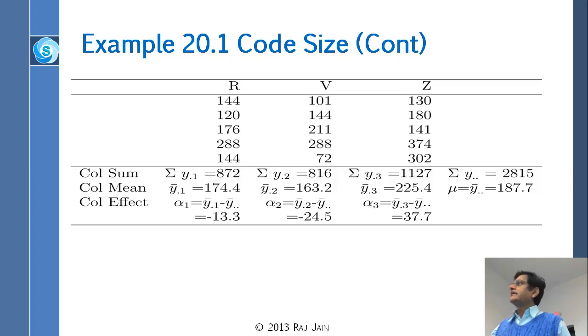Alright, so in this design, what we are saying, and actually it is said in the next slide, I'm going to say it here, is that the average performance is 187.7, but if you use processor R, your performance will go down by 13.3. If you use processor B, it will go down by 24.5. If you use G, it will go up by 37.7 with respect to this mean. Now since this is code size, lower is better. The best processor is V.